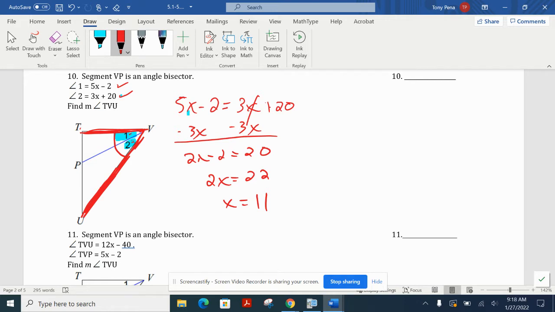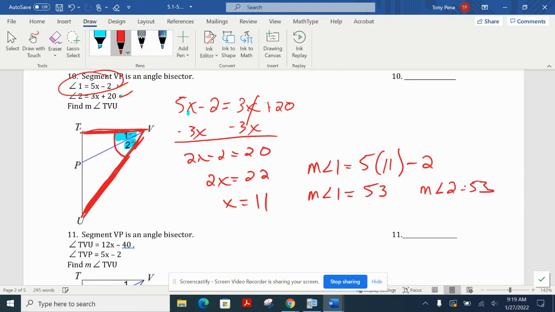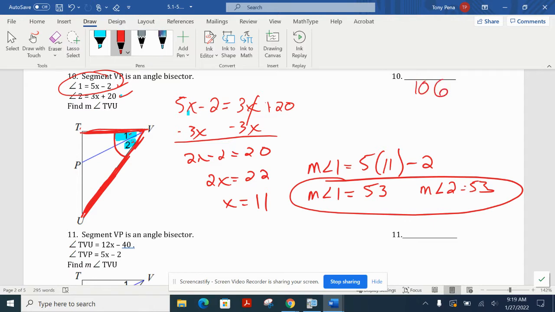So take 11 and plug it into angle 1. The measure of angle 1 should be 5x minus 2, and we now know that x is 11. So the measure of angle 1 is 53. That means the measure of angle 2 is also 53, and TVU is that big angle, which is these two added together. So that should be 106. All right.